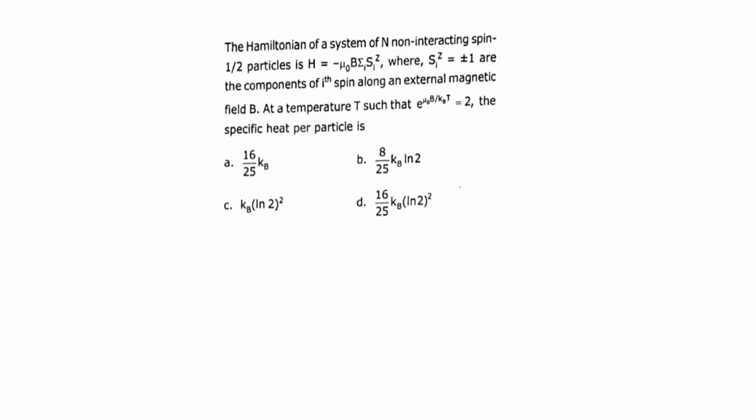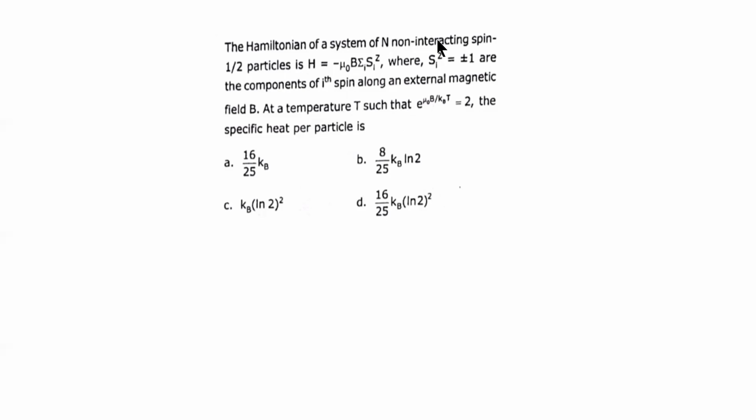In this question, the Hamiltonian of a system of n non-interacting spin-half particles is given here, where Siz, which is the spin component in an external magnetic field of the ith particle, is given here. At a temperature T, the given value is equal to T 2. So e raised to this exponent is equal to 2 at this temperature T. The specific heat per particle is what? We're asked to calculate the specific heat capacity per particle.